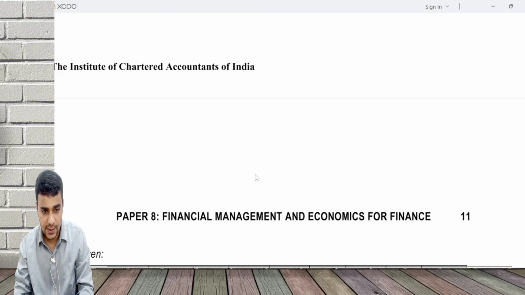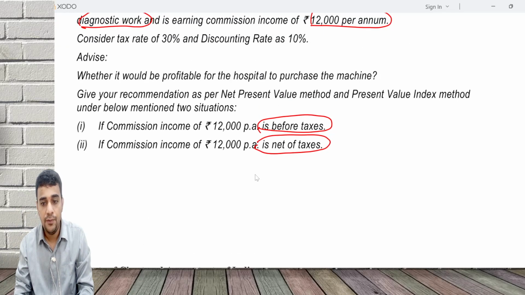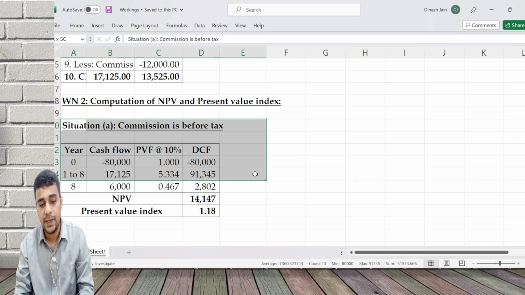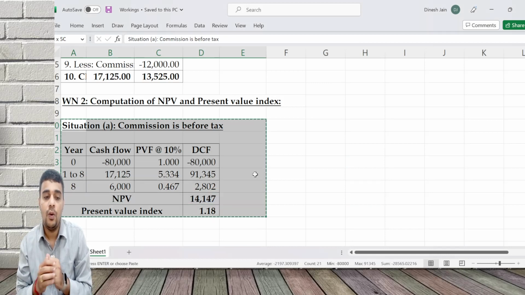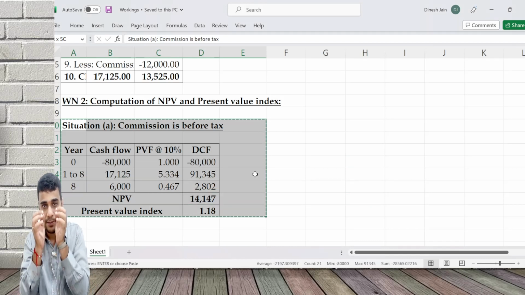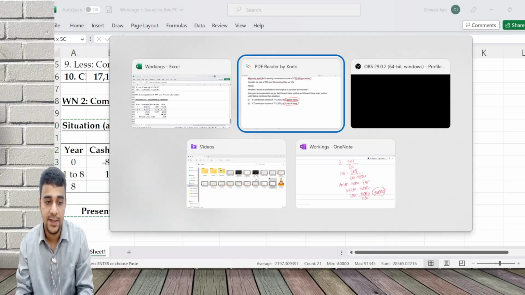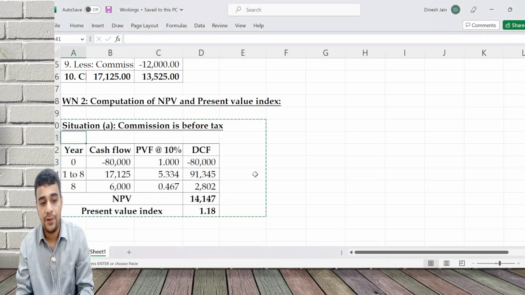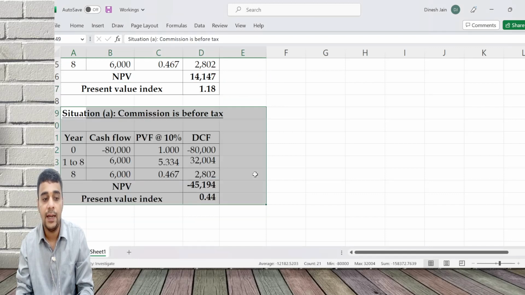So they have asked us to give your recommendation. In this situation, I'll say go ahead with the purchase of the diagnostic machine if the commission is before tax, because the CFAT is 17,125. The CFAT number will go down if the commission is after tax. I'm not sure whether it will get accepted or not.